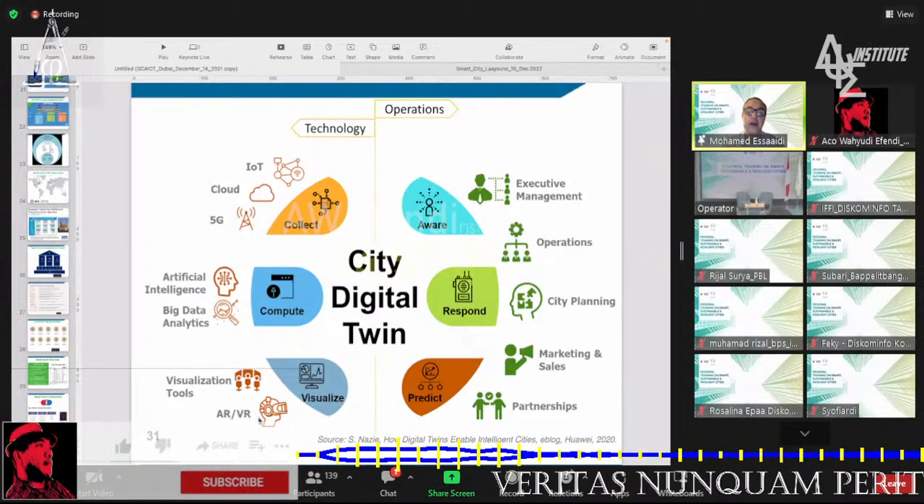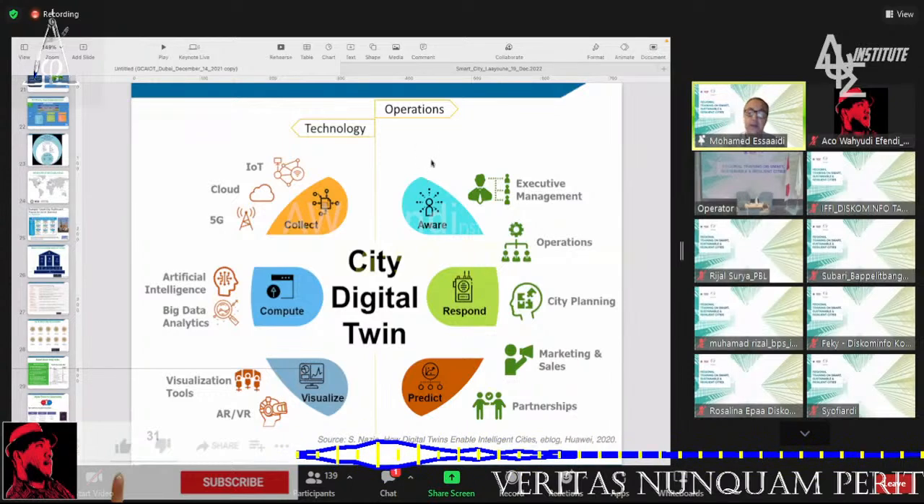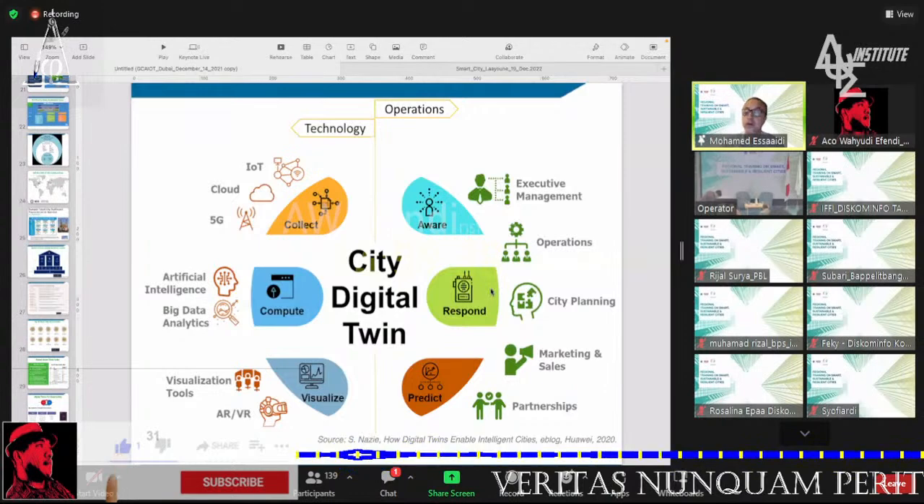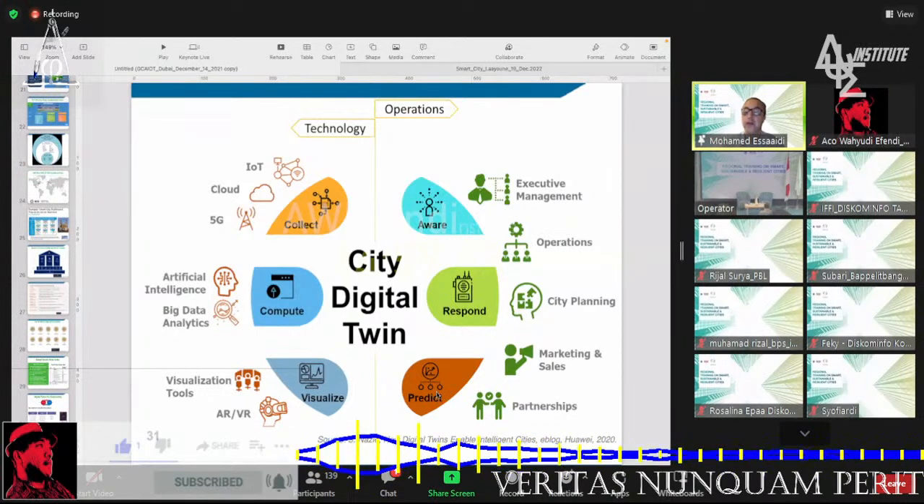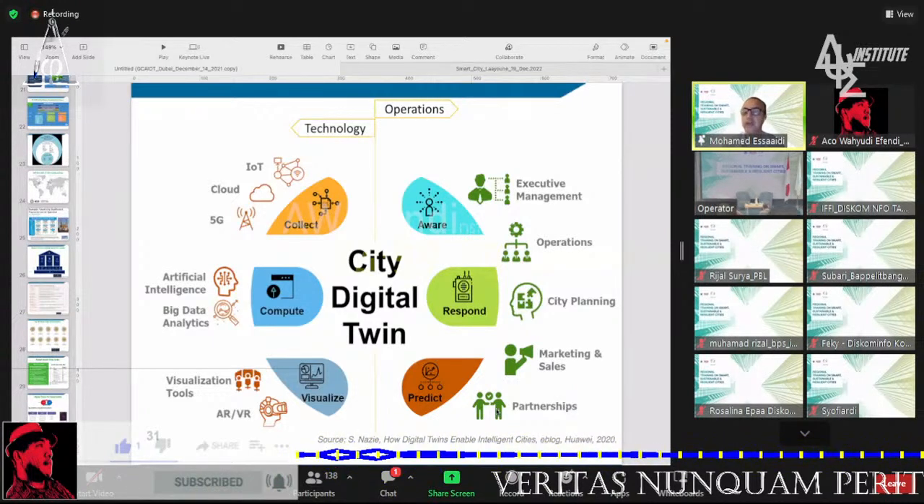visualization tools, AR, VR. We need dashboards, for which visualization tools are very important. And since we also have immersive technology, we can build 3D environments, virtual environments, like VR, AR-based environments, even metaverse environments. And the operation for executive management, and to respond also to special scenarios and threats using operations, city planning, and also to predict operation or some issues within the infrastructure of the city, also for marketing and sales and partnerships.